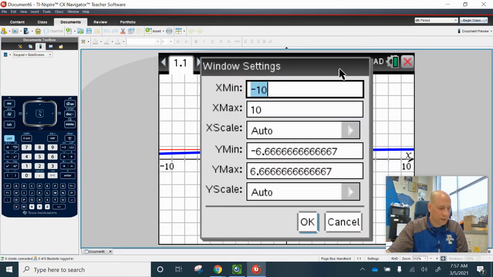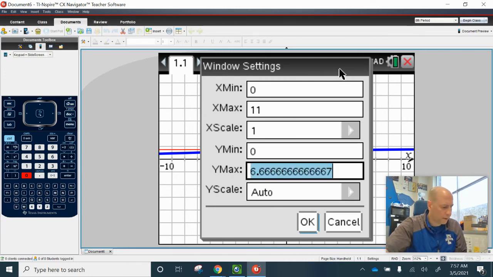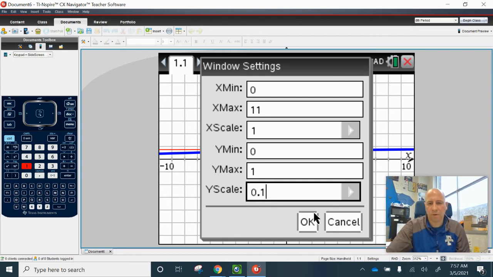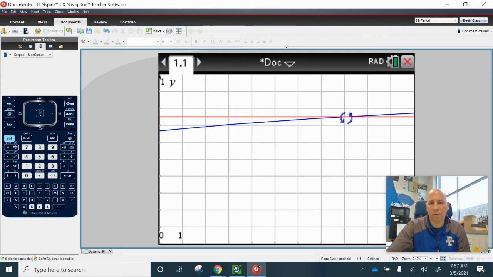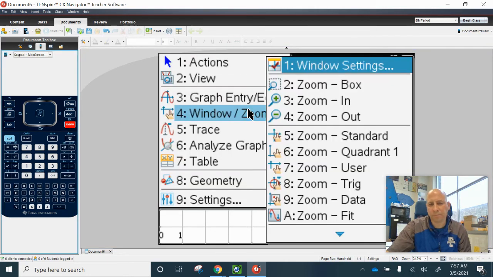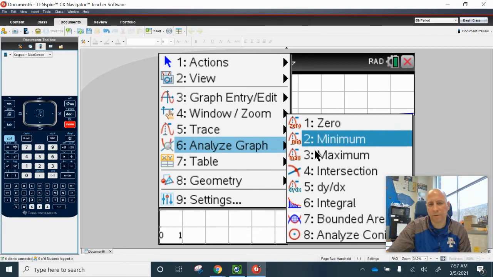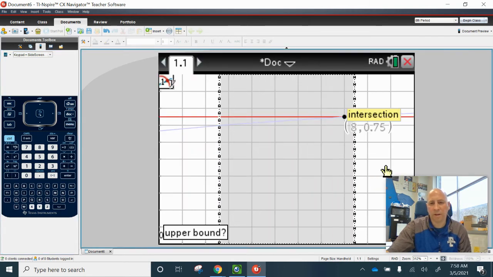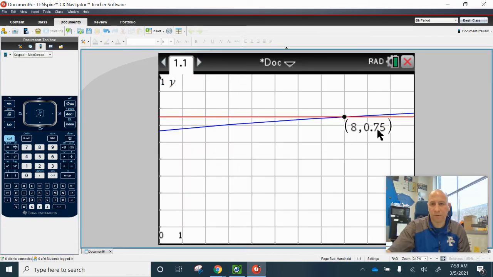Now the X min I'm going to make 0, the X max I'm going to make 11, the scale they're counting by ones. Now the Y min is 0 and the Y max is 1, and we're going to count by 0.1. Press OK. Now we want to find the point of intersection, so we're going to go to Menu, Window Zoom, Analyze Graph, Intersection, click, drag across, and ta-da, we find out the value is 8.